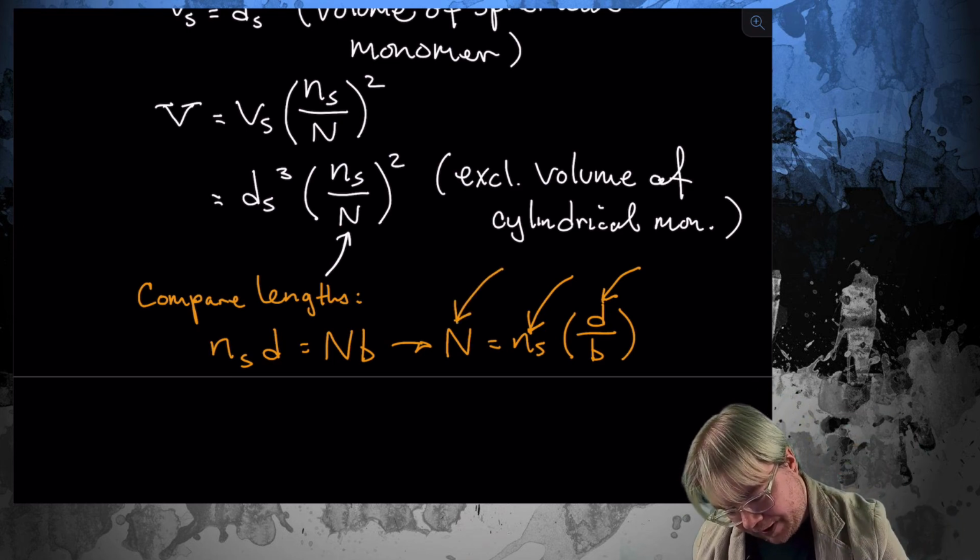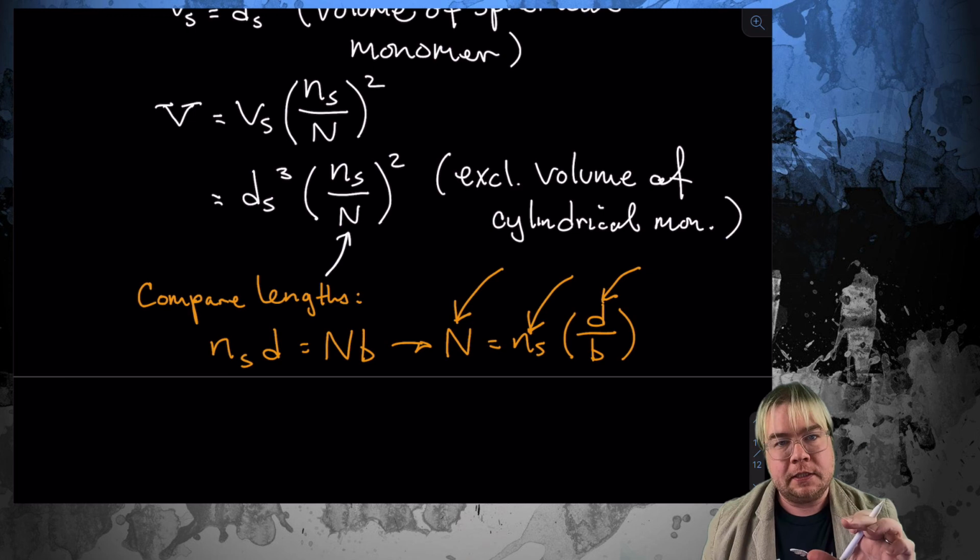you've written it in terms of N cylindrical beads, and capital N is going to be less than N sub S. So what I'm trying to get at here is the theory starting to make sense, right? Because all of these things are consistent with each other.